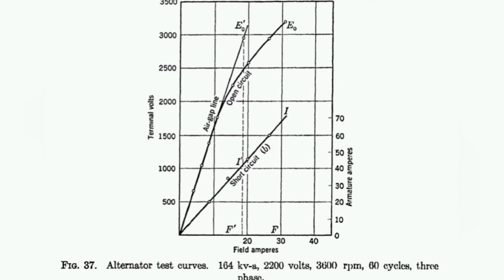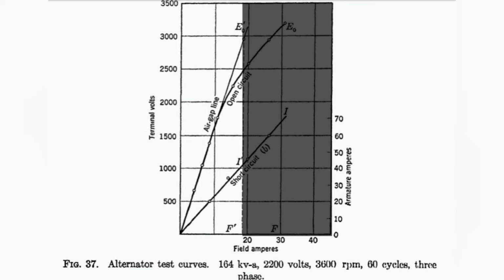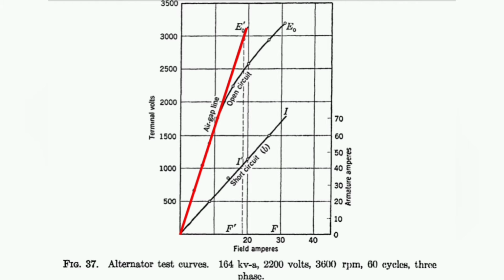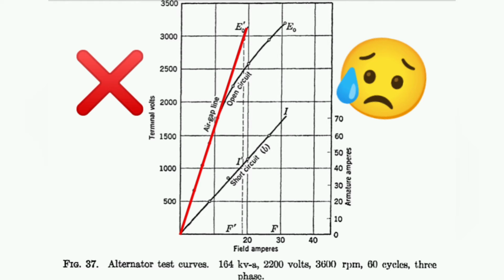So that's based on the figure shown. It is where the short circuit and the open circuit are graphed. From 0 to nearly 20 field amperes is where the unsaturated region lies, and beyond that line will be saturated. And another thing to point out is the air gap line, which also causes the confusion or the error.